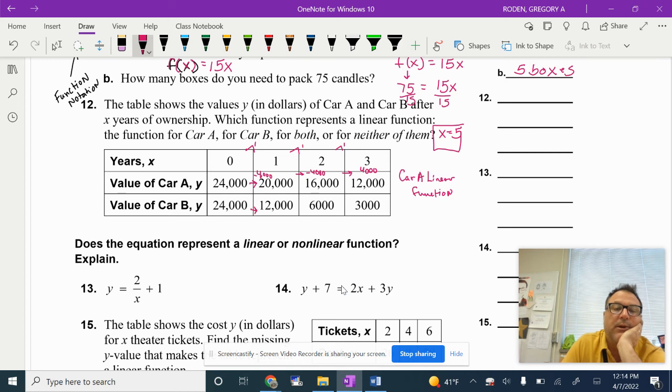Well, here we go down from 24,000 to 12,000. That's 12,000, which still could be linear. But now look what happens here. We go from 12,000 to 6,000. Okay. That's a loss of 6,000. And here we go from 6,000 to 3,000. That's a loss of 3,000.